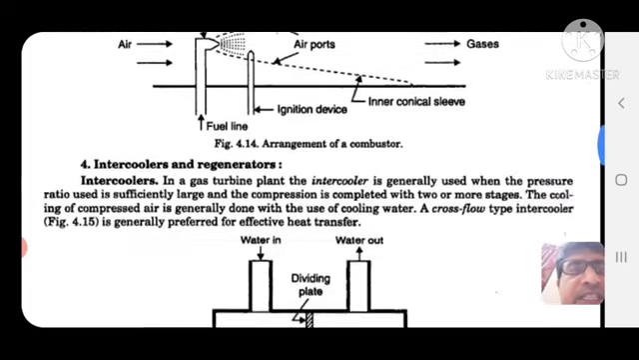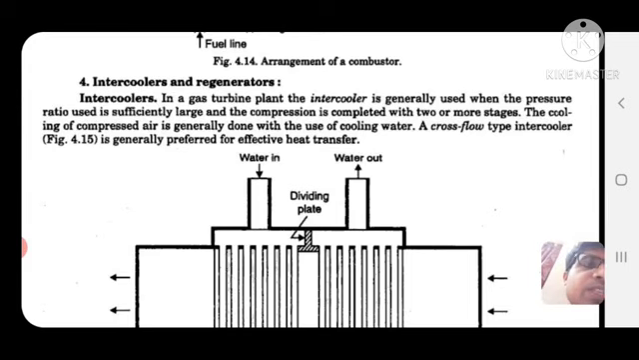Intercooler and regenerator. Intercooler: in a gas turbine plant, the intercooler is generally used when the pressure ratio used is sufficiently large and the compression is completed in two or more stages. The cooling of compressed air is generally done with the use of cooling water. A cross-flow type intercooler is generally preferred for effective heat transfer.